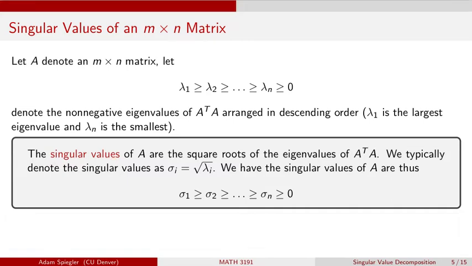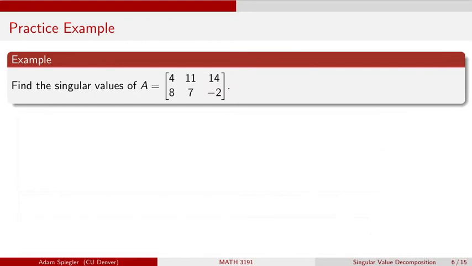And so let's take a look at an example of a matrix and see how we can identify the singular values of that matrix. Okay, so let's consider the following example. We would like to find the singular values for the 2 by 3 matrix A, whose first column is 4, 8, the second column is 11, 7, and the third column is 14, minus 2. So the singular values are related to the eigenvalues of the matrix A transpose A.